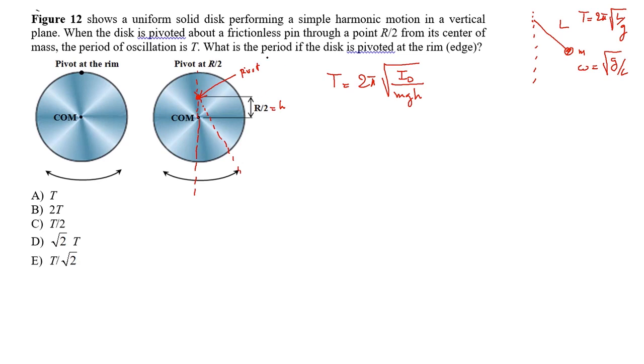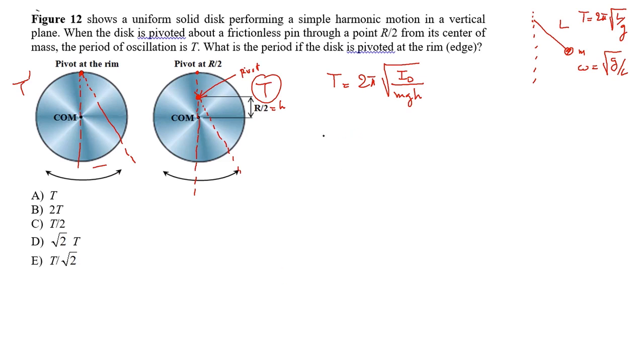Now the question is, what is the period if the pivot point is not here anymore, but at the rim, here? If the pivot point is here, and I deflect it a little bit, now I will have an oscillatory motion, and of course it's a simple harmonic motion. Here the period is T. Now what is the period here, T prime? Is it equal? Is it 2 times T? Is it T divided by 2, etc.?